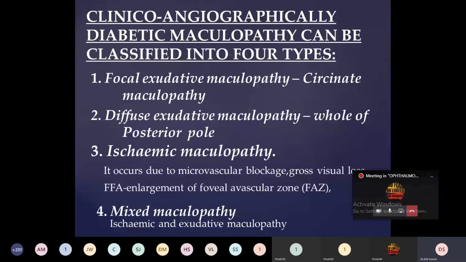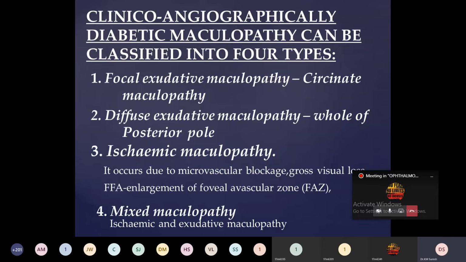Clinico-angiographically, diabetic maculopathy can be classified into 4 types. Focal exudative maculopathy, which is nothing but circinate maculopathy, wherein you have exudates all around the macula. Diffuse exudative maculopathy, wherein exudates are present not only in the macula, but in the whole of the posterior pole. Ischemic maculopathy occurs due to microvascular blockage, and there will be gross visual loss. When you do fundus fluorescein angiography, there will be enlargement of the foveal avascular zone.